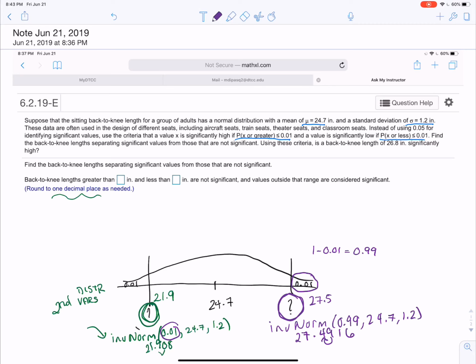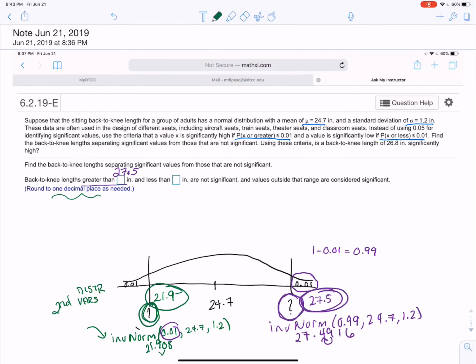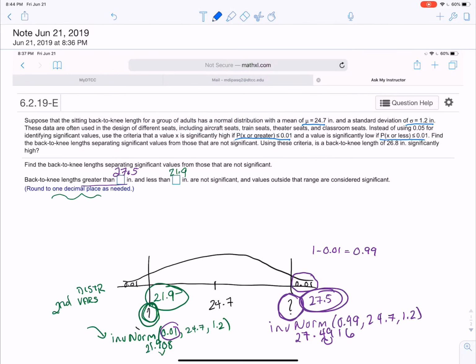So over here, they're telling me back to knee lengths greater than something. So greater than is all the stuff that's bigger than that 27.5. And less than was the screen number, that 21.9 inches. Values between them are not significant, and values outside that range are considered significant.